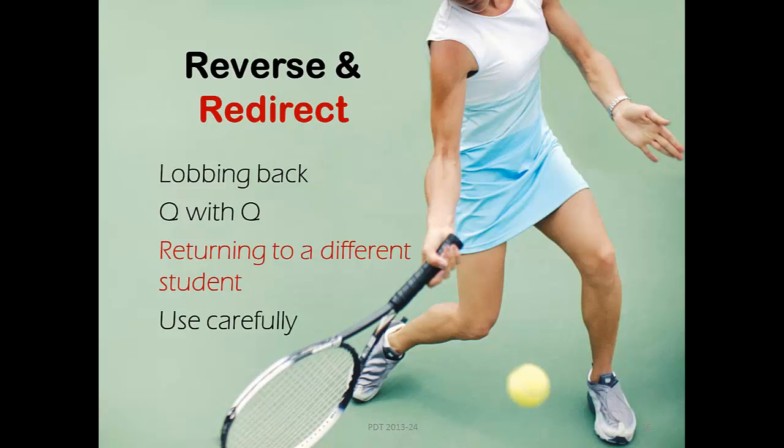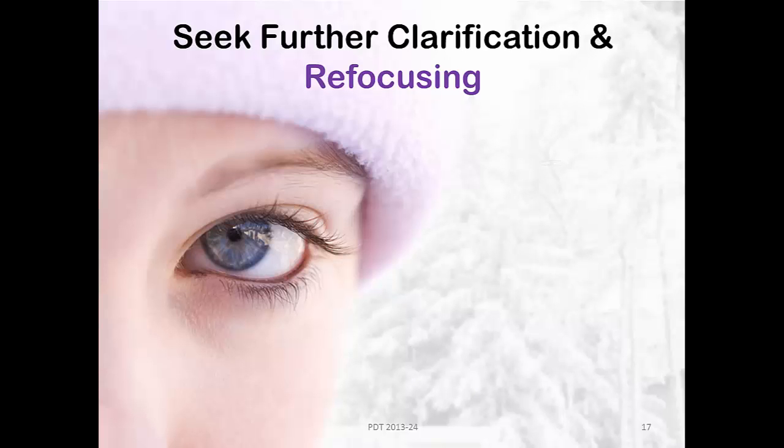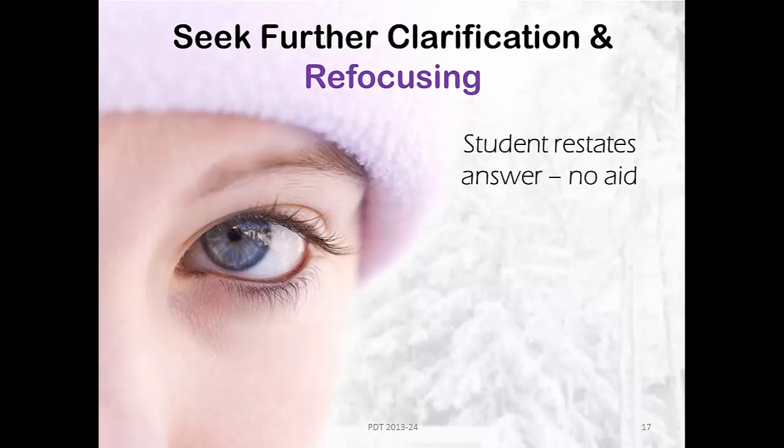Again, these are advanced techniques, and you should always be sure that you know the answer before reversing or redirecting the question. The last two advanced techniques that we'll be looking at are seeking further clarification and refocusing. In cases where students give an answer that is partially correct but not clearly correct, instructors may wish to ask the student to restate their answer. Perhaps it's not the answer itself that was wrong, but how the student framed the answer. If the answer still is not clearly correct, instructors may wish an additional explanation.